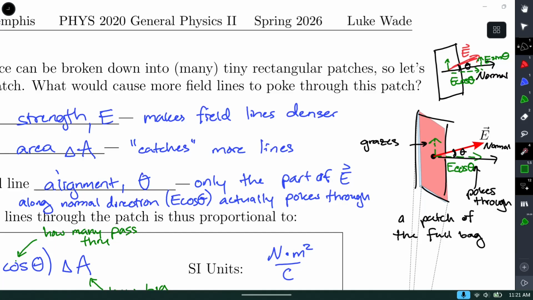Yes. So the normal line basically just tells you which direction it's going. It tells you which way the patch is facing. The electric field can poke in all sorts of different directions. This doesn't change unless the patch is facing a different direction.